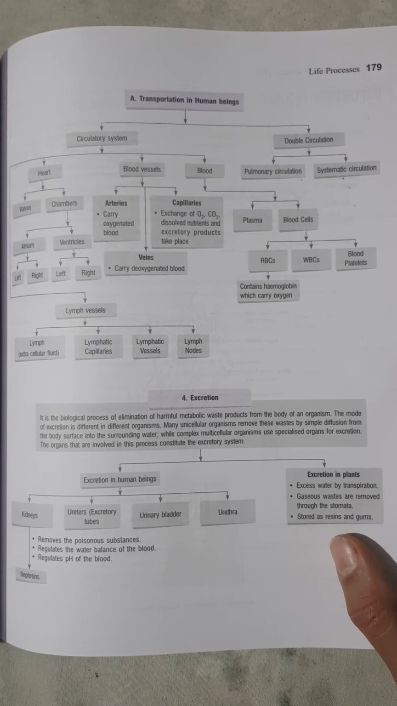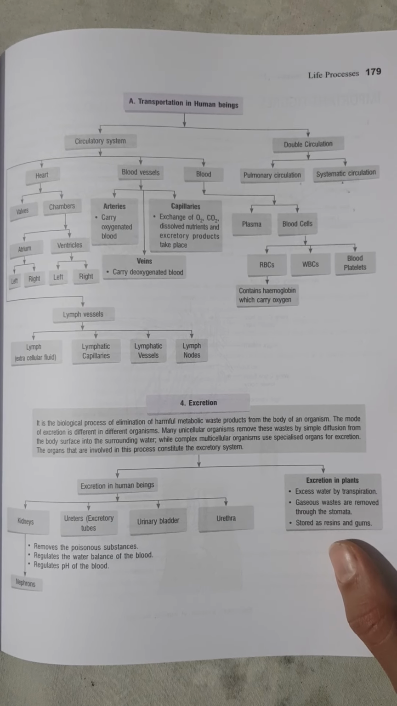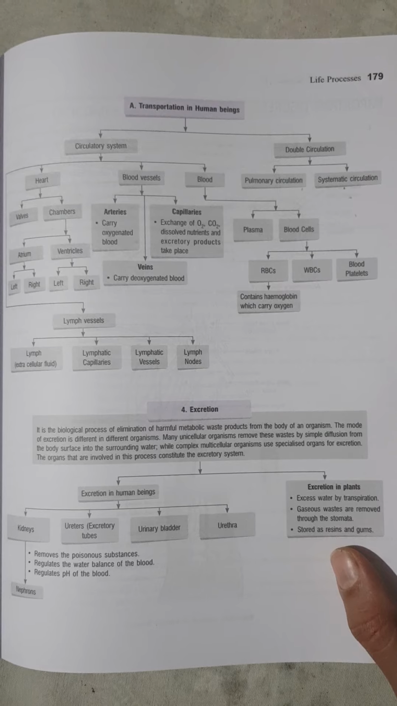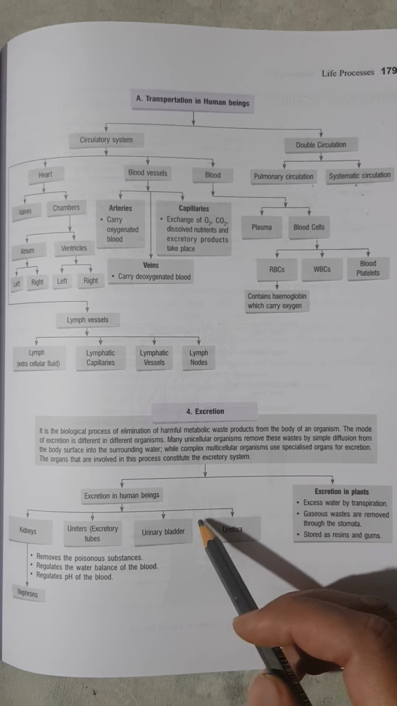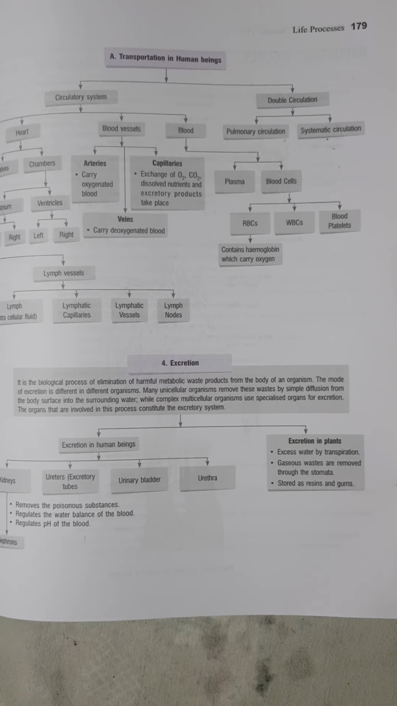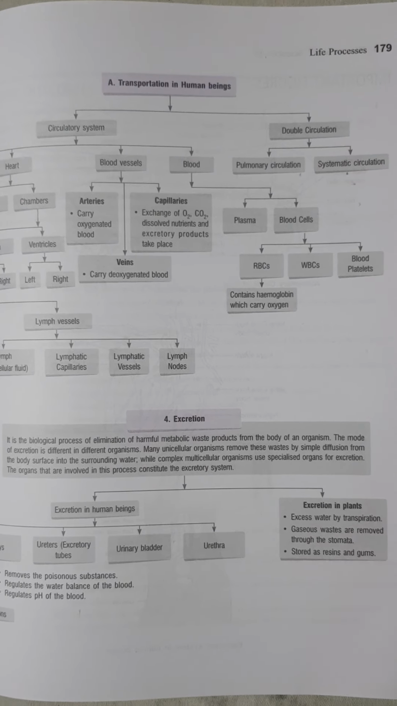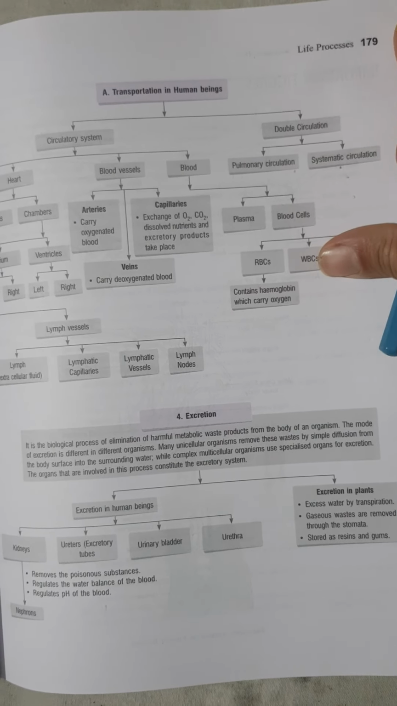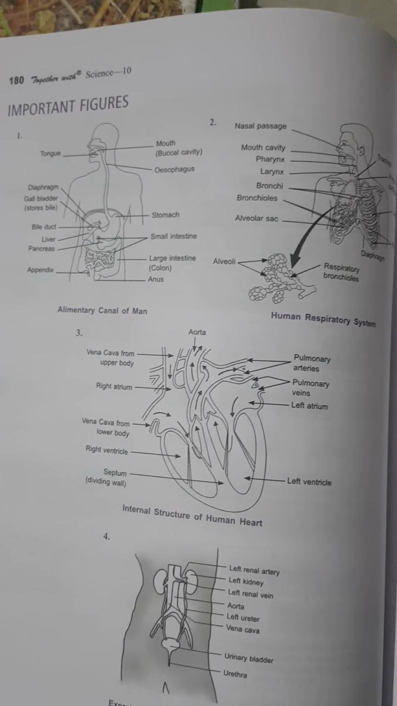Then coming to excretion. In excretion, it is a process where the harmful metabolic wastes are excreted outside the body. In humans, it is through kidneys, and in plants, there are a variety of processes like transpiration or through stomata or like gums. The excretory wastes are secreted outside the body, or outside the plant body, you can say.